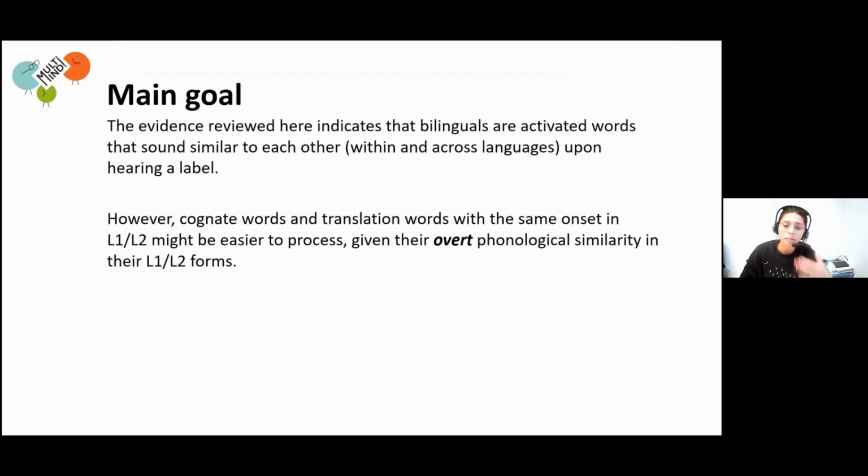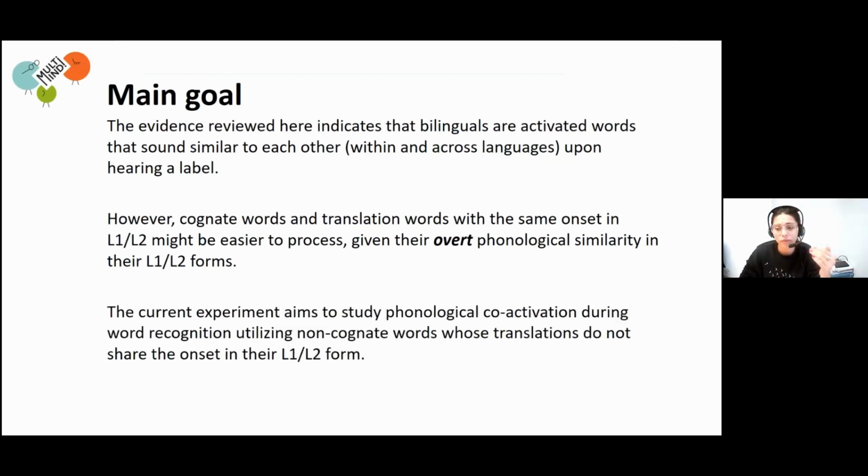In the current study, we study this phonological coactivation of words, but using words that are not cognates, and also words that don't share this onset across translations. And we are doing that in order to test whether children can also co-activate words in the absence of overt phonological overlap.